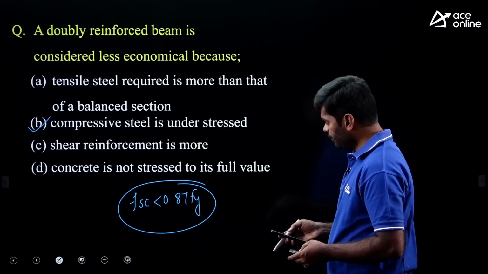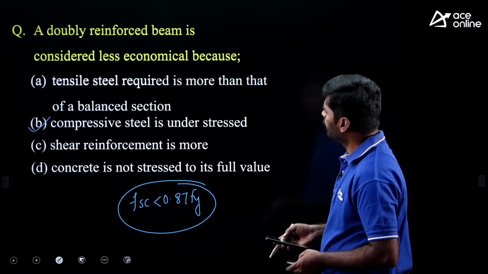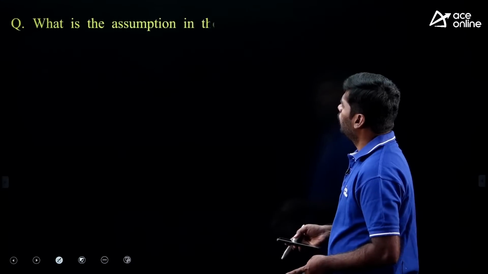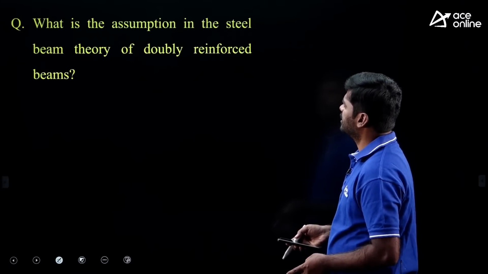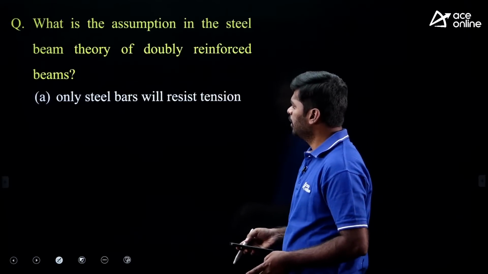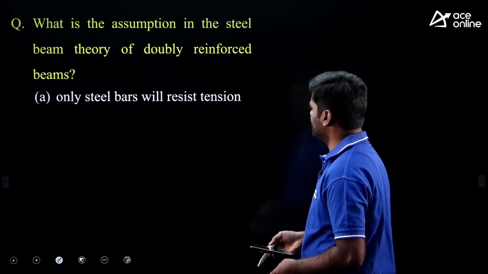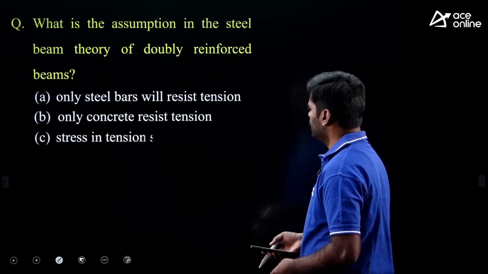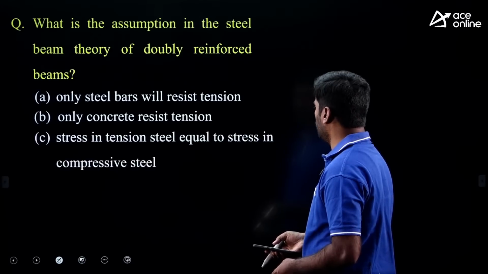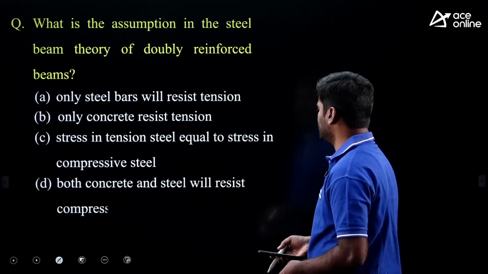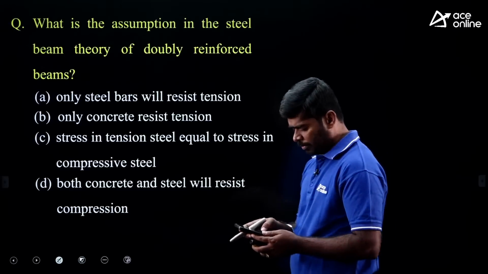Come on, be ready. What is the assumption in the steel beam theory of doubly reinforced beams? Options given: A, only steel bars will resist tension. B, only concrete resists tension. C, stress in tension steel equals stress in compressive steel. D, both concrete and steel will resist compression.